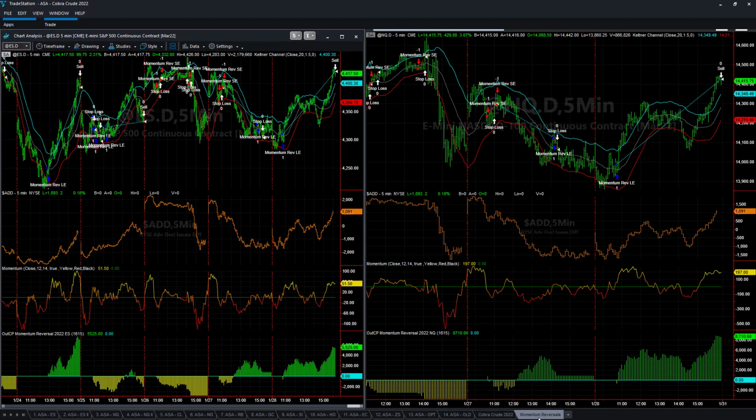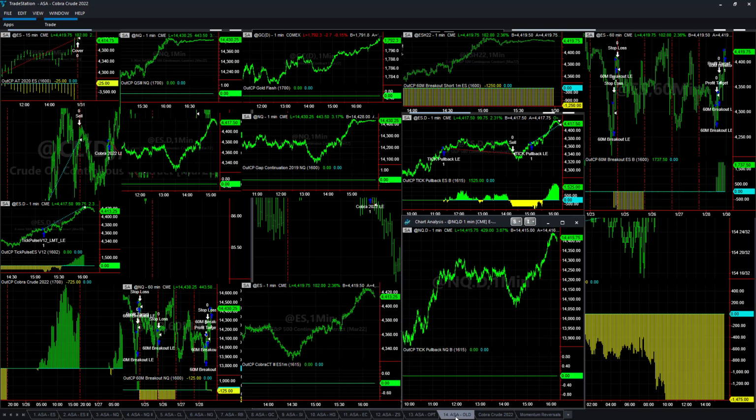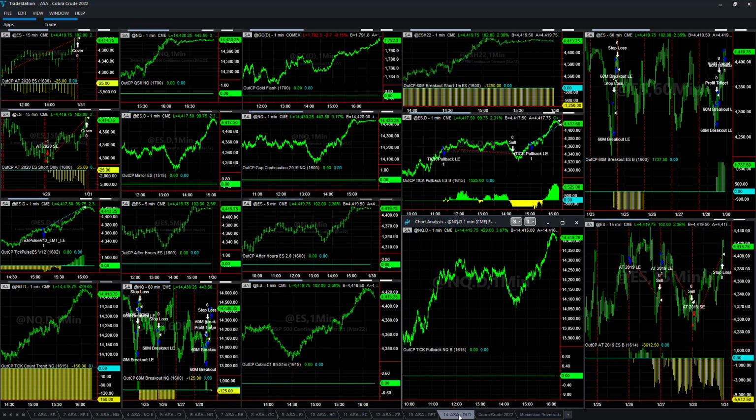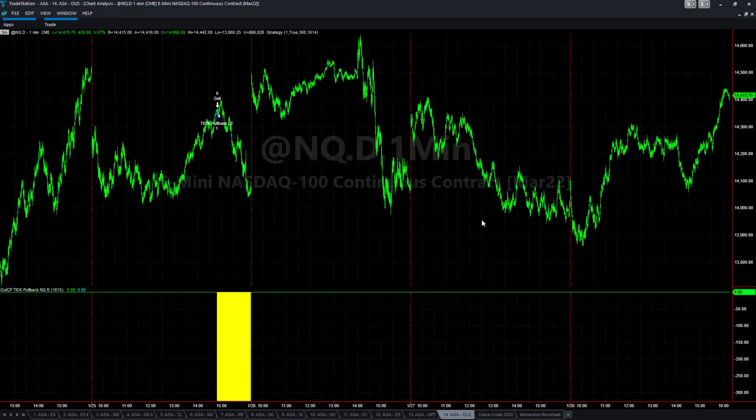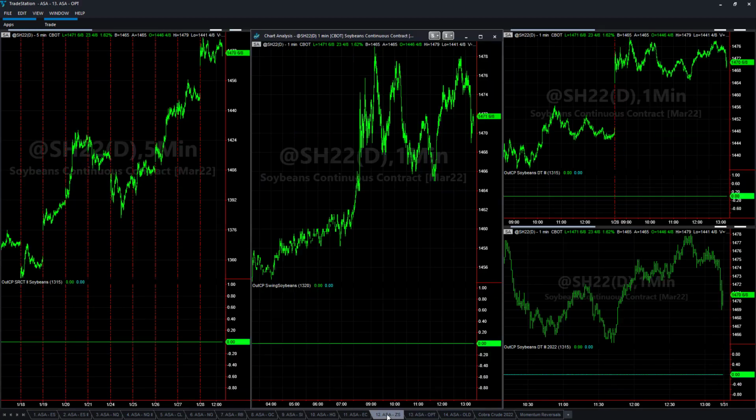And we traded this into the close yesterday. We traded momentum reversal. We also had tick pullback. Tick pullback B. I'm messing with this today so it doesn't show up, but there's a tick pullback that ran into the close. And so let's quickly scan the rest of the markets, making a long video here.